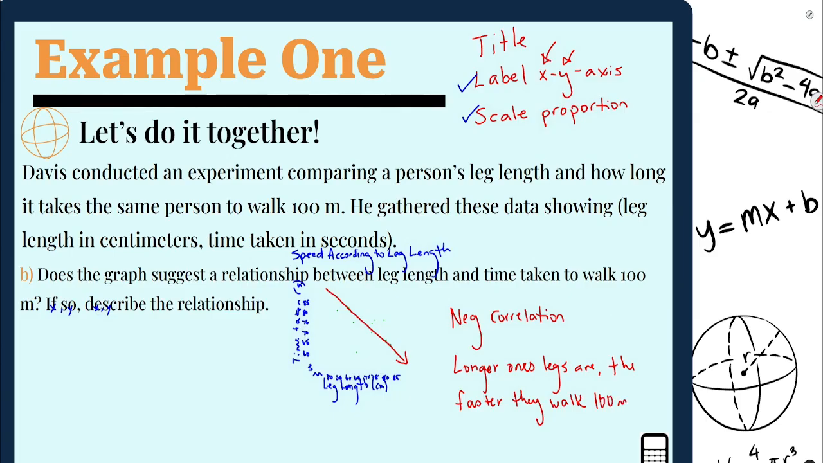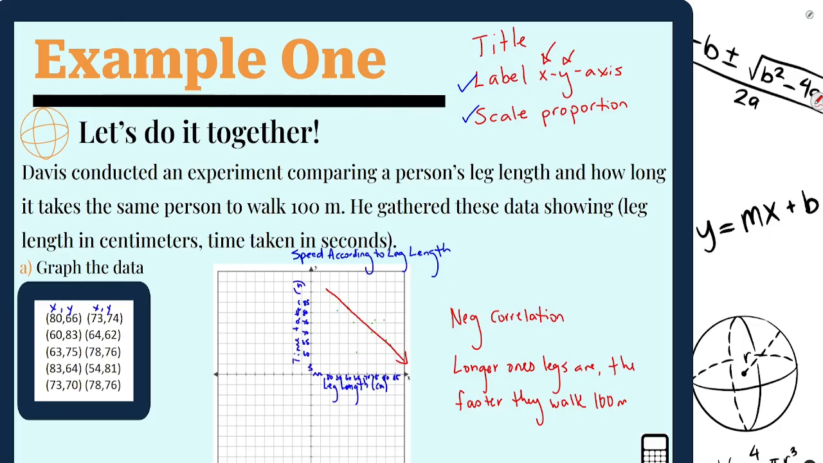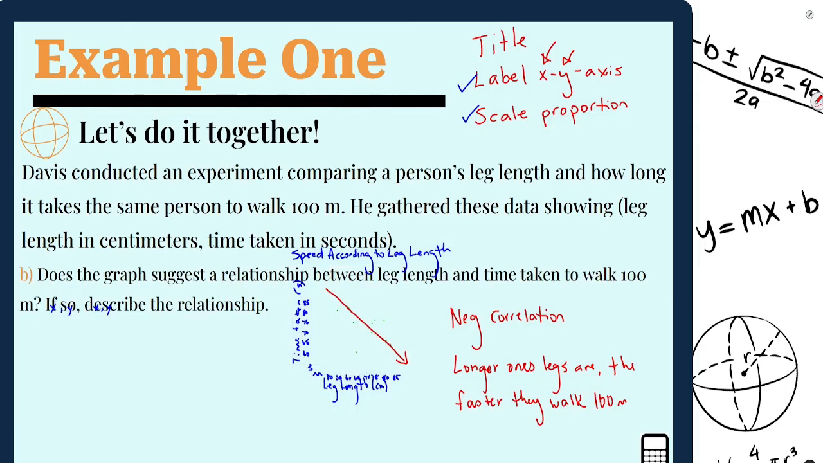So we can tell that by graphing the different tests that were run. This was their leg length on our x-axis. So in centimeters, we had a person with 80 centimeter long legs, 60 centimeter long legs, 63 centimeter long legs. And the person whose legs were 80 centimeters only took 66 seconds to walk 100 meters. Whereas the person with 60 centimeter long legs took 83 seconds to walk 100 meters. So by graphing the information, we can use a scatter plot and gain a correlation out of it.